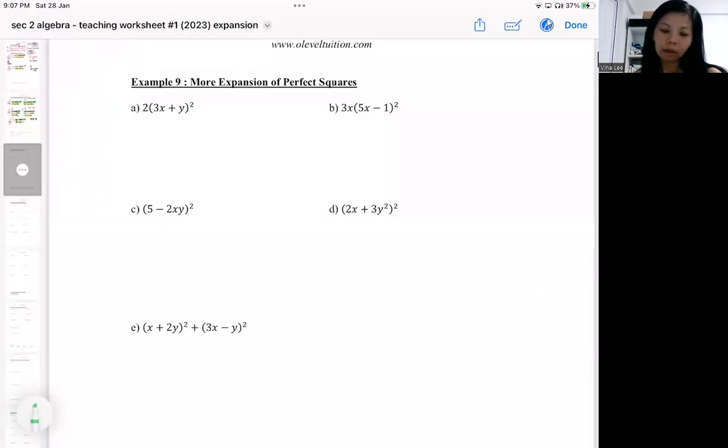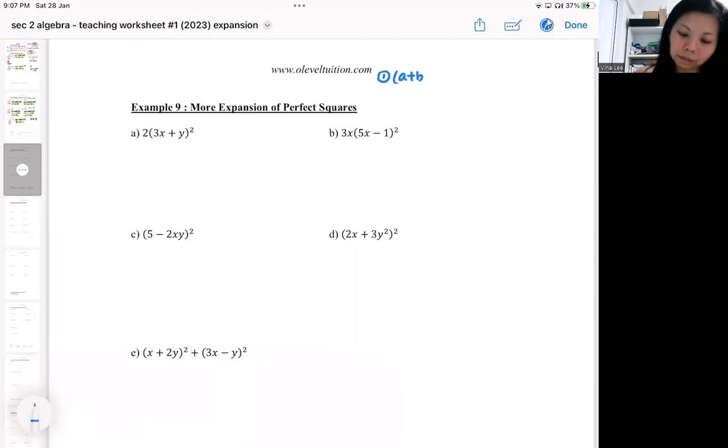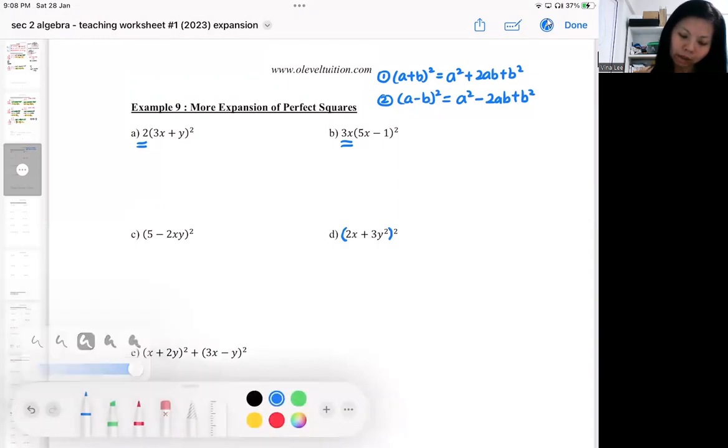Okay, so in example 9, we are still exploring formula 1 and formula 2, which I'm going to write here first. We are exploring the formula, but there can be items outside the formula. You will see something outside the formula, or within the bracket it gets more complex, or you can see a combination like E.